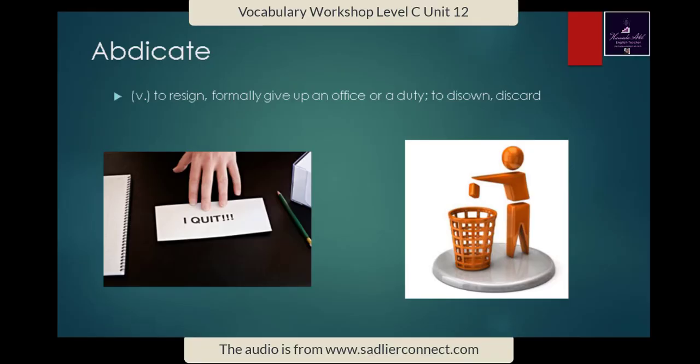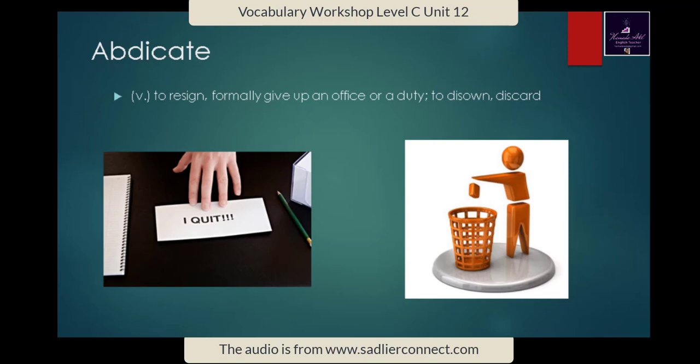Hello everyone, welcome to this new vocabulary lesson. Today's lesson is about vocabulary in Unit 12, Level C. Let's get started. Let's begin with word 1. It's abdicate.